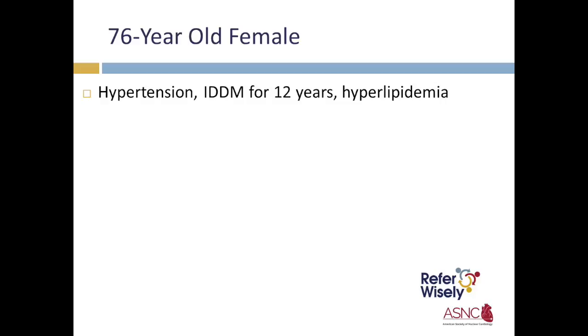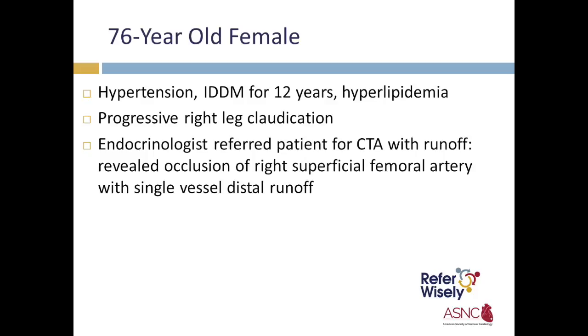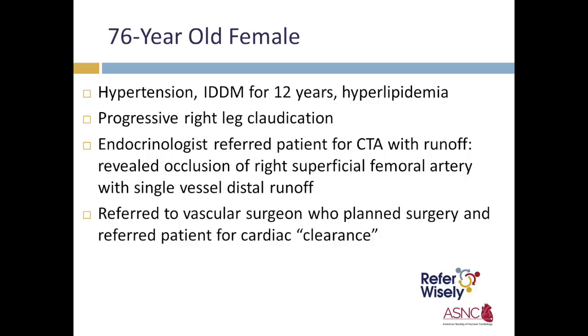This is a 76-year-old female with a history of hypertension, long-standing insulin-dependent diabetes mellitus, and hyperlipidemia. She presented with right leg claudication, and subsequently her endocrinologist referred her for a CTA, which revealed occlusion of the right superficial femoral artery with single vessel runoff. Based on the severity of the vascular disease, she was referred to a vascular surgeon who planned surgery on her and referred the patient for what he called cardiac clearance.